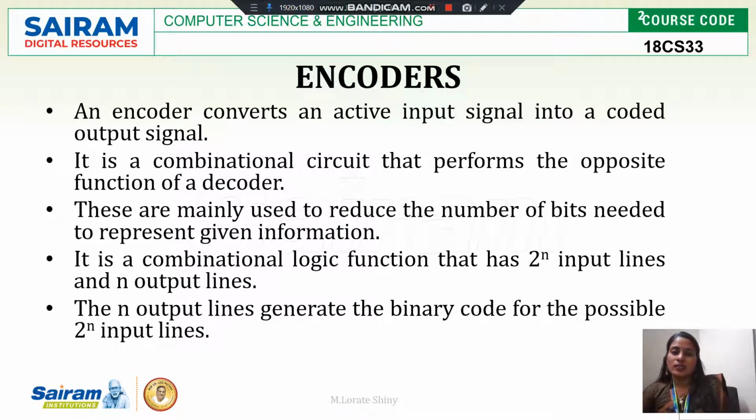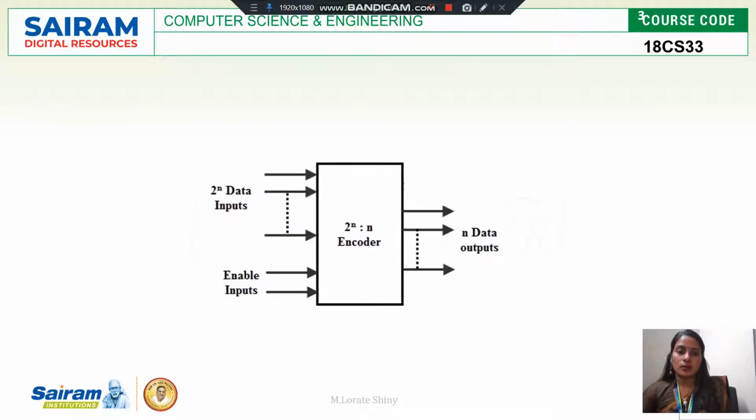In encoders we have 2 power n inputs and n outputs, and we have enable inputs to activate the encoder. So mainly 2 power n data inputs and n data outputs. We are going to see some different types of encoders.